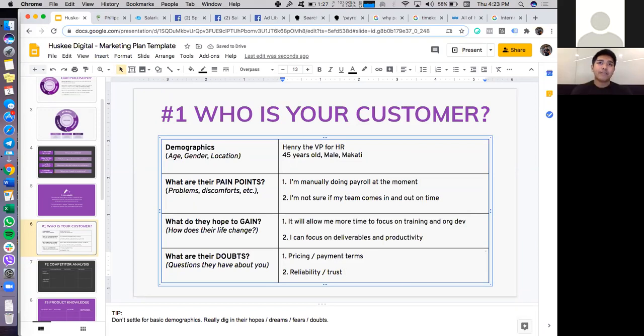Meaning, if I were to get a payroll provider in the first place, why would I get Huskee HR? Like, why not other competitors or other businesses?